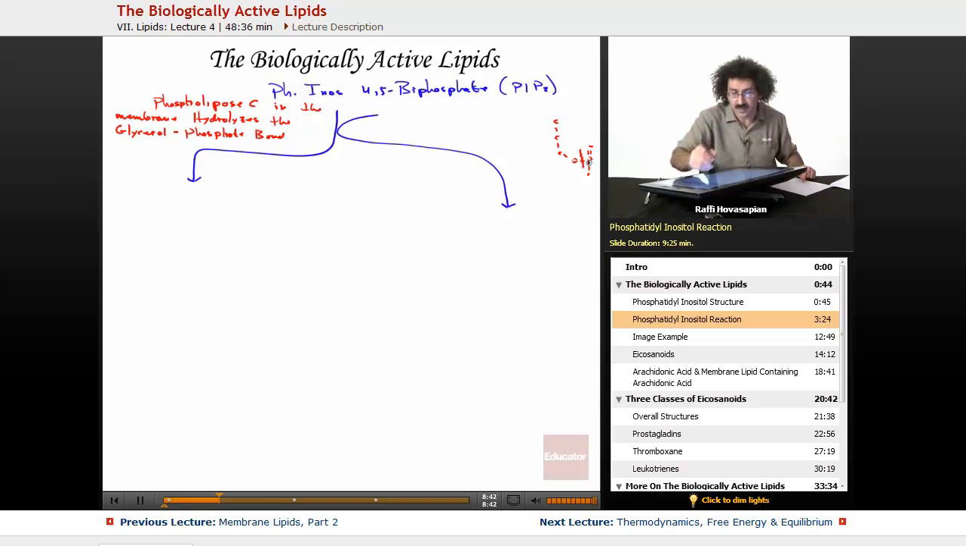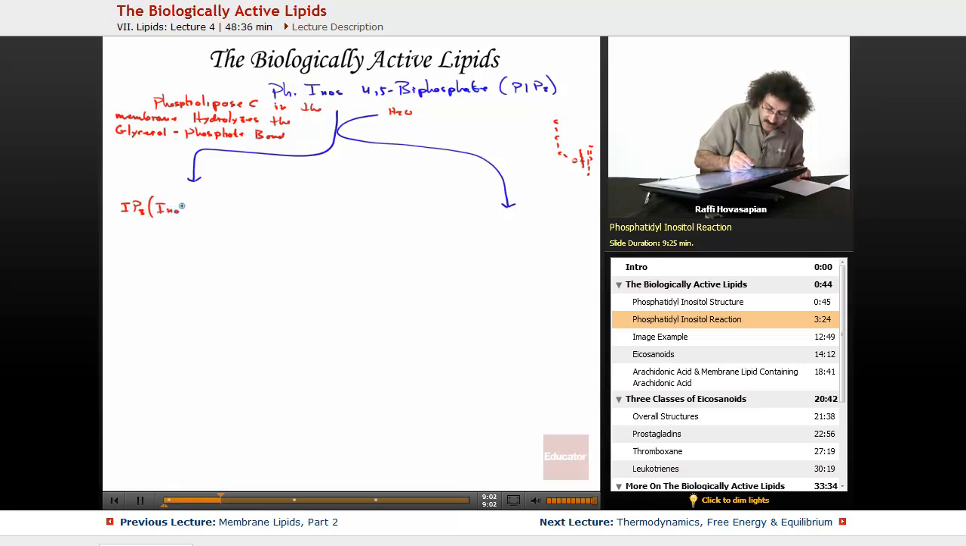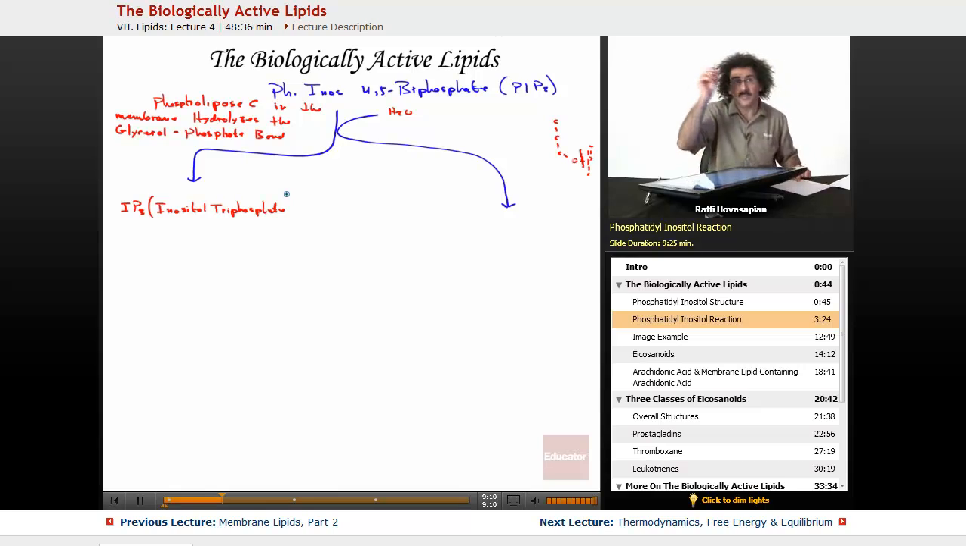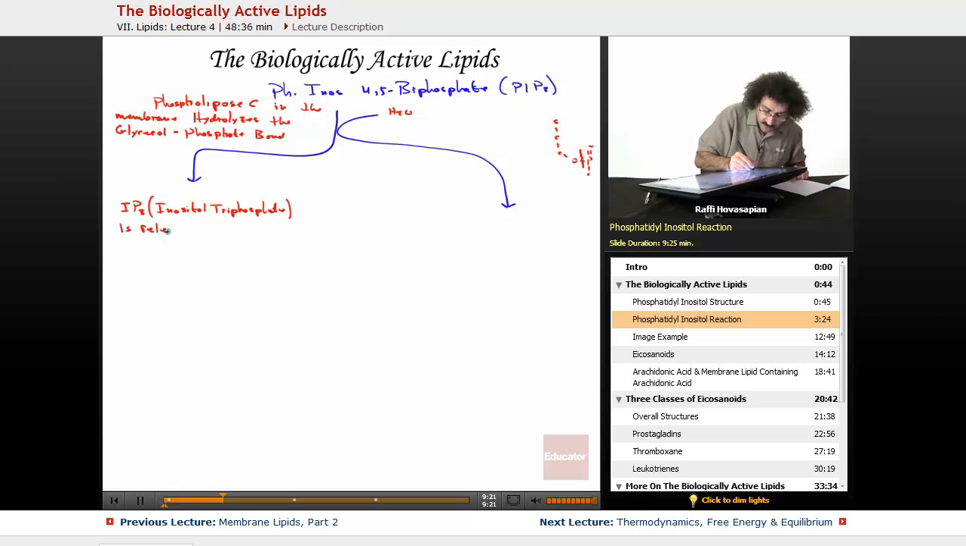So water is going to hydrolyze it. So water is going to come and attach to that. So phospholipase C in the membrane hydrolyzes the glycerol phosphate bond. It's actually water that is coming in, and it separates this into two separate molecules. The first molecule that it separates it into is IP3, called inositol triphosphate. It is just the six-membered ring plus the phosphate and the two other phosphates that are attached to it. So inositol triphosphate. This IP3 is released into the cytosol.